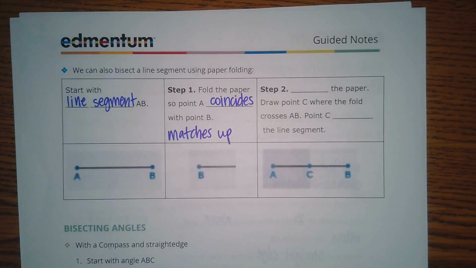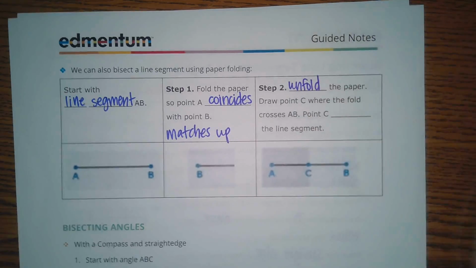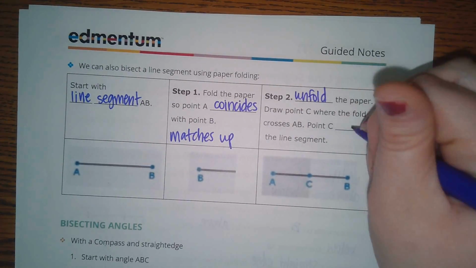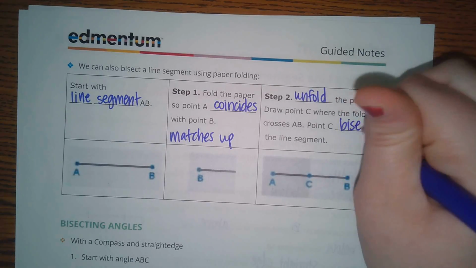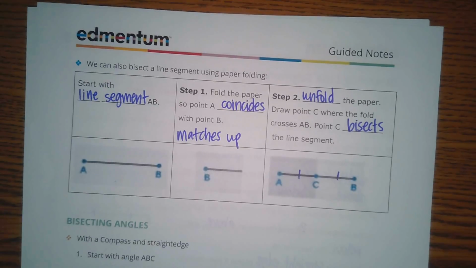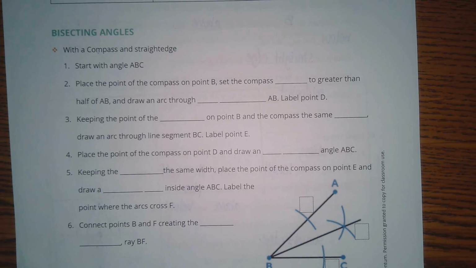Okay, and then our second step is that we unfold that paper, and then we draw point C where the fold is. And so point C now bisects our line segment, so these two halves are congruent. And our point C is that midpoint. We can also bisect an angle. We can do it a couple different ways. This first way uses a compass and a straight edge.